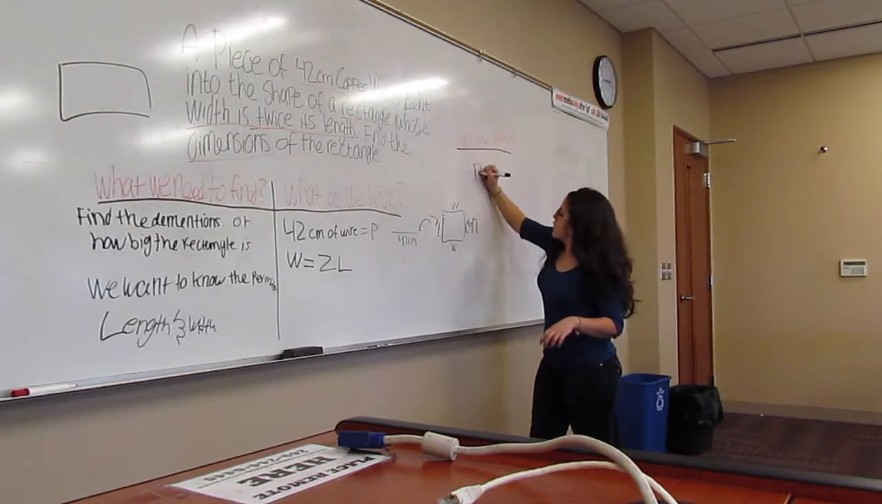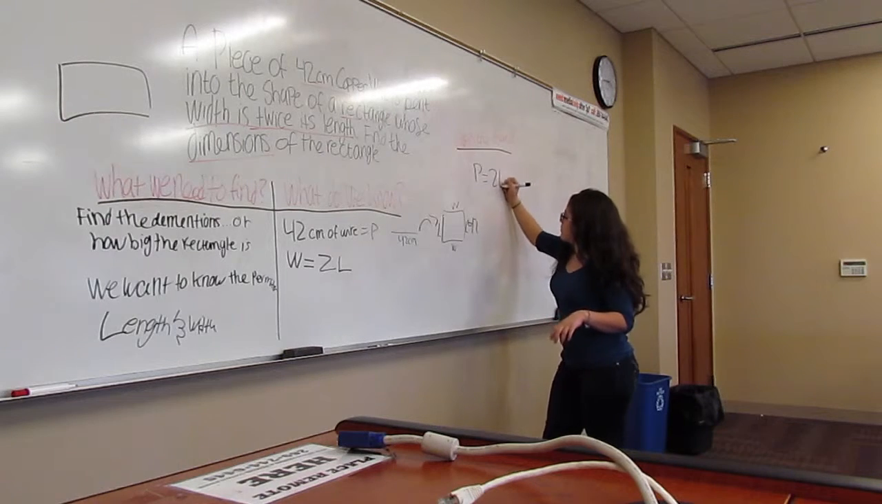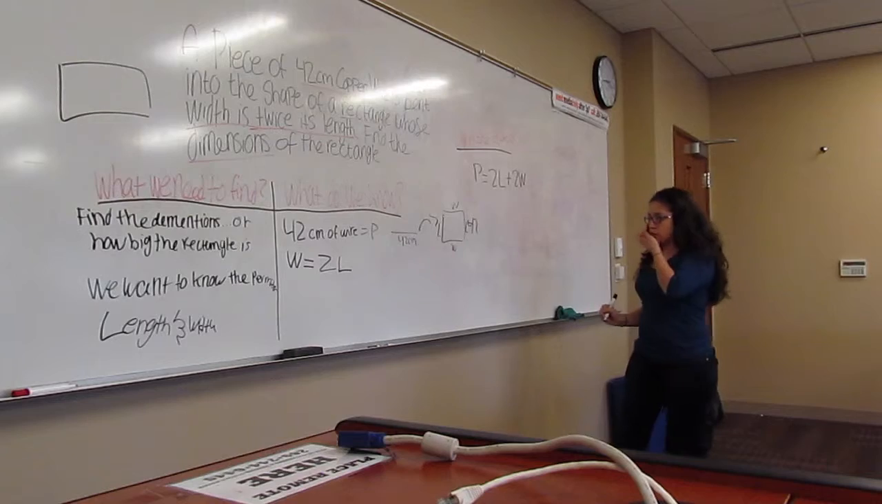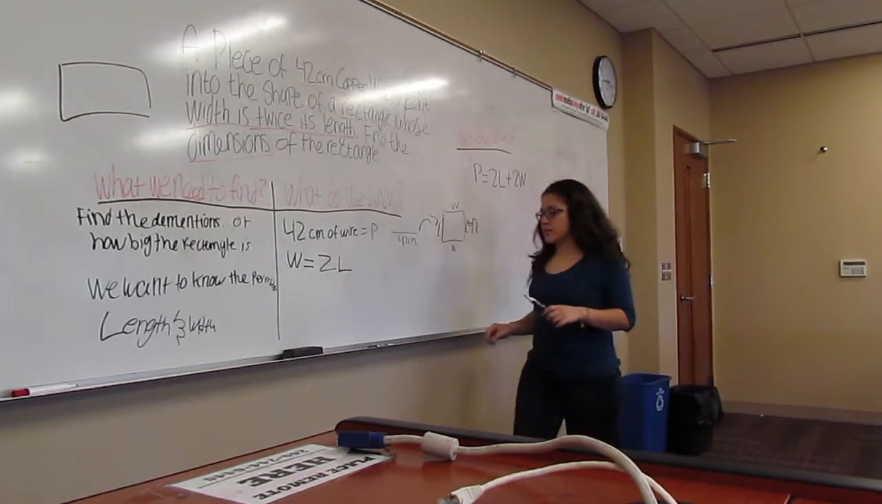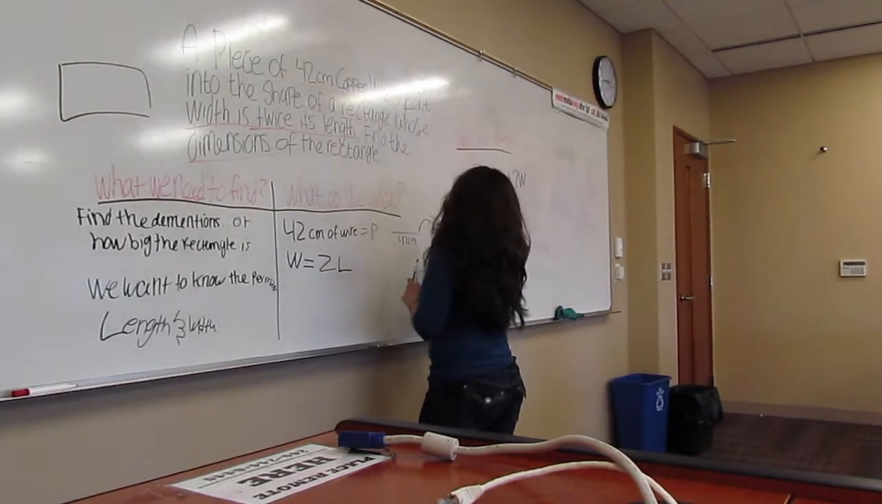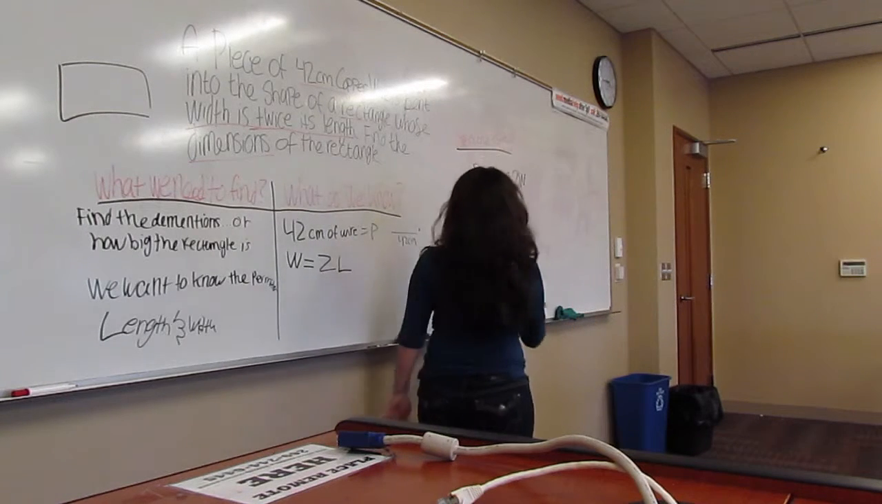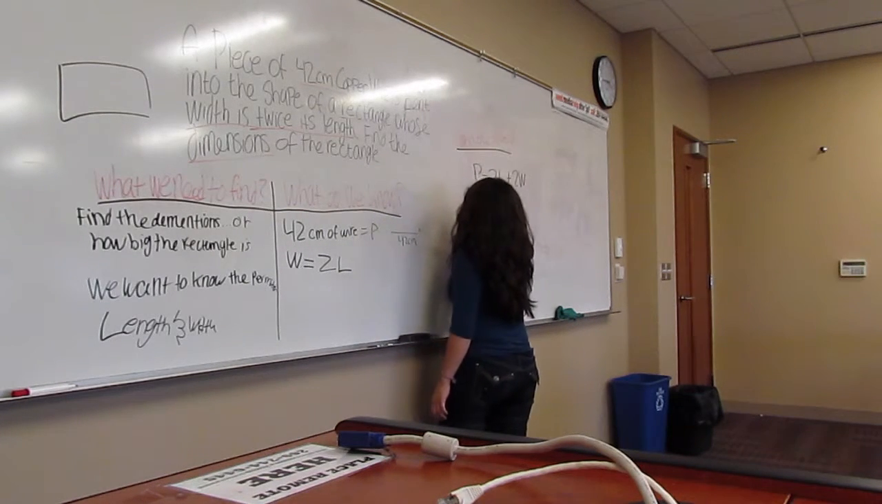Perimeter is equal to 2 times the length plus 2 times the width. Perfect. And we discussed this before, what does P equal? 42. Okay, so we're going to substitute the 42 in.